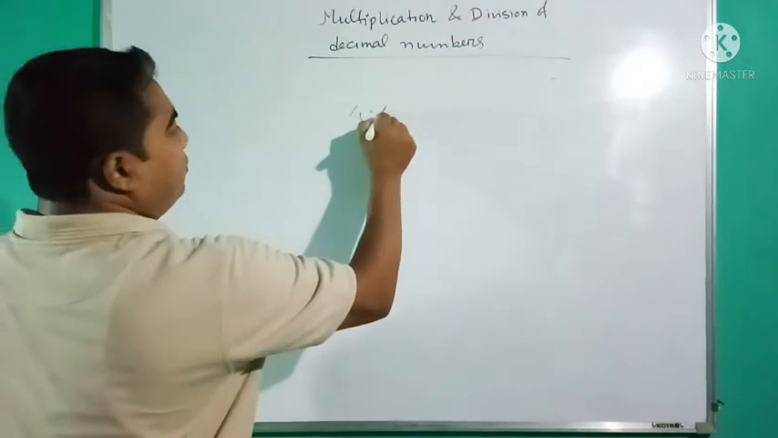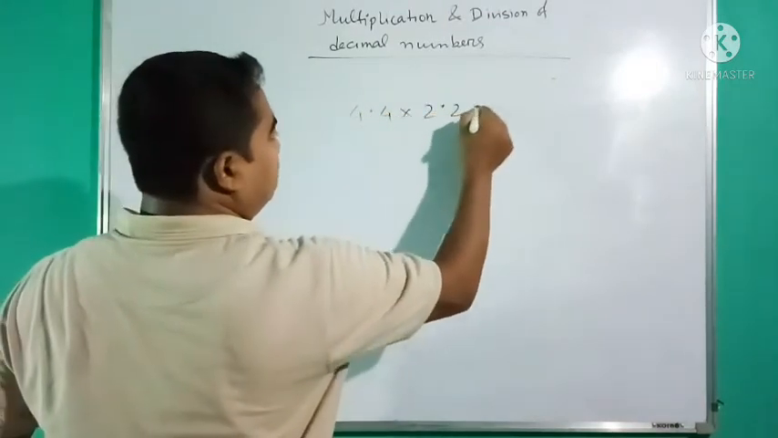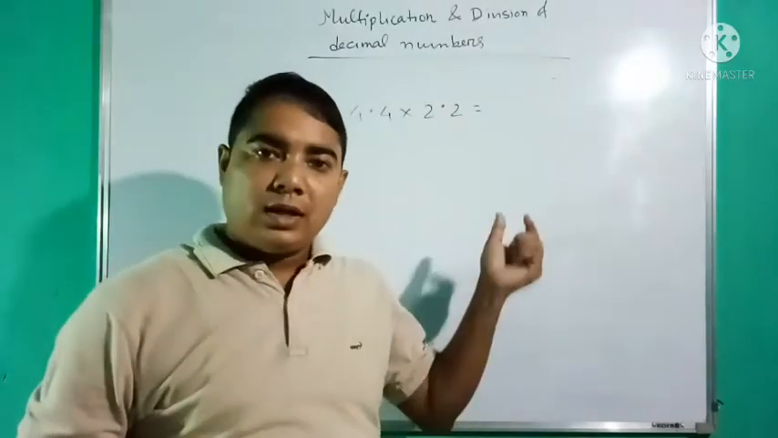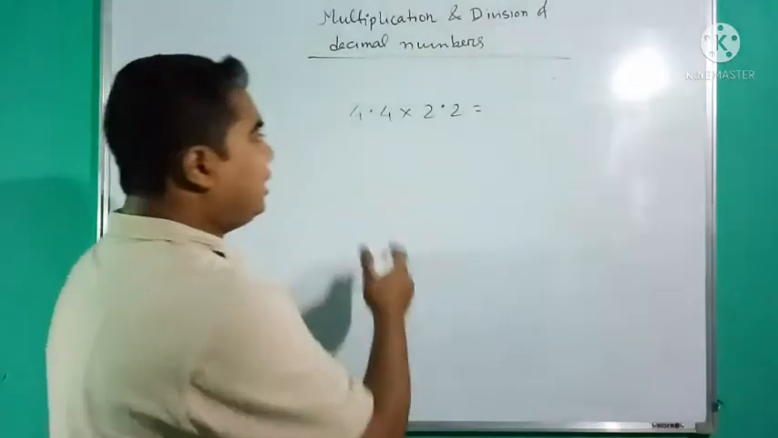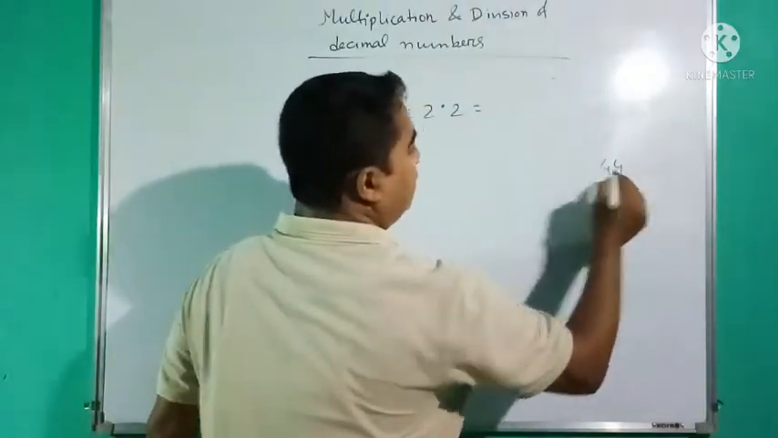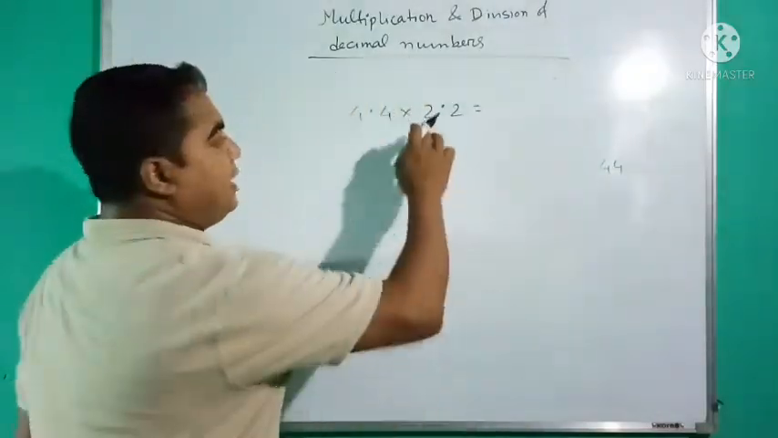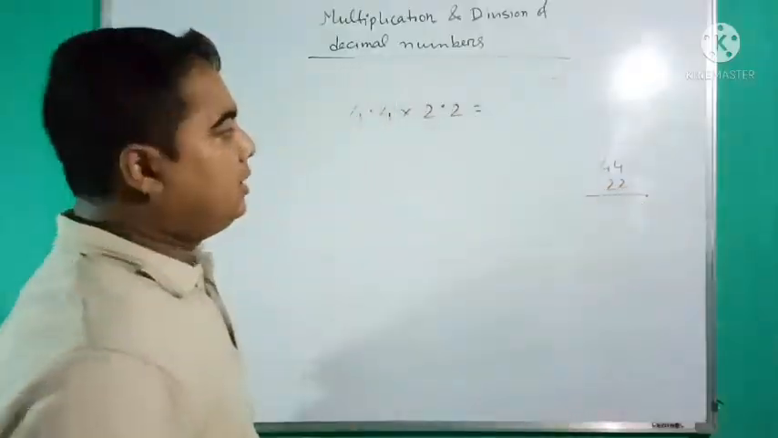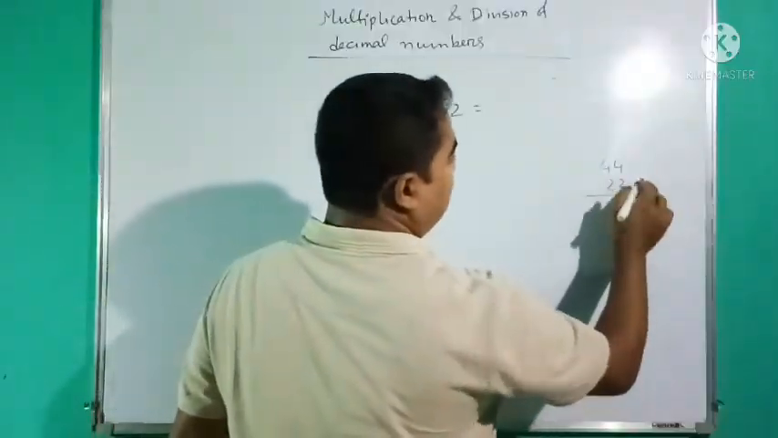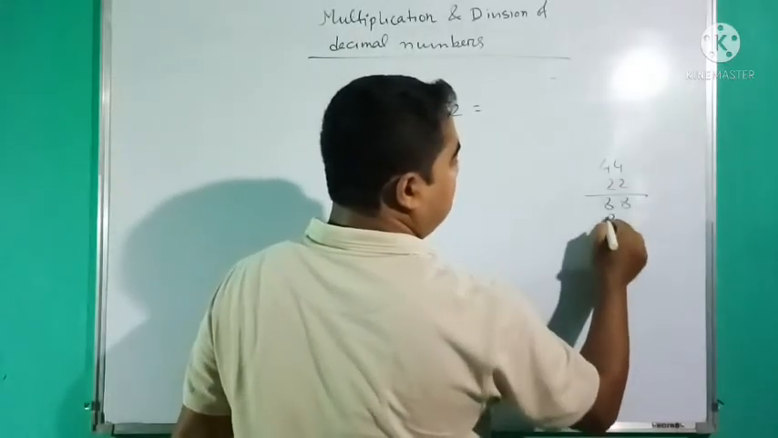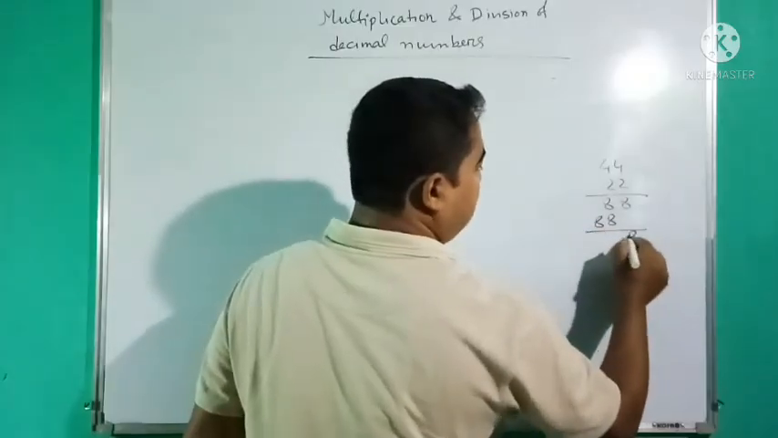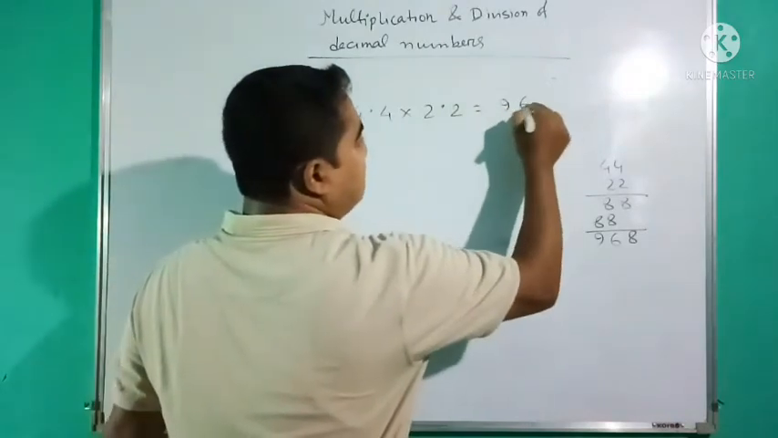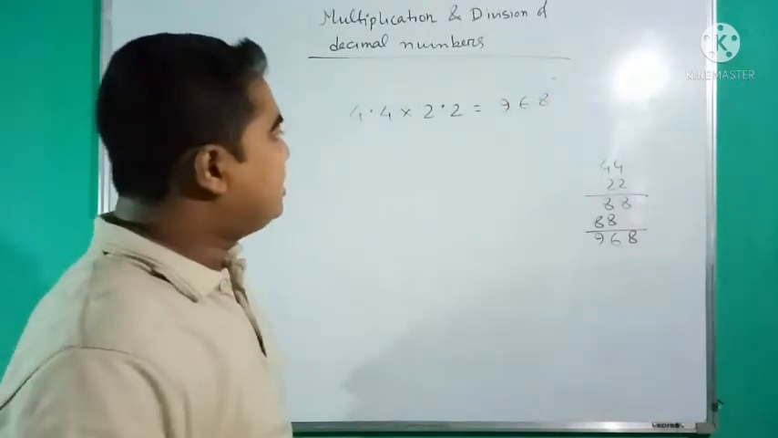Now 4.4 multiplied by 2.2. Now the question is 4.4 multiplied by 2.2. Both are decimal numbers. Then what will you do? At first write this one as 44 without decimal, and this one as 22 without decimal. Now multiply. The answer is 968. I got 968.